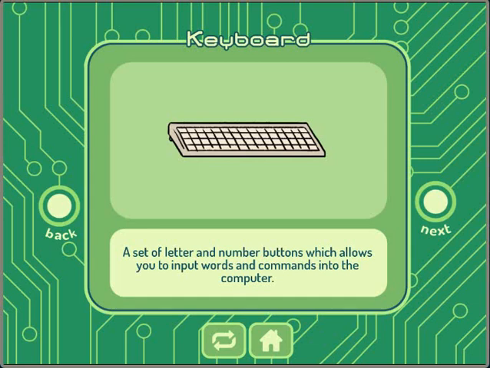On the first day of school, I told you about the basic computer parts, and one of the most important basic computer parts is the keyboard. The keyboard is where you input or type. That is where you write, because the keyboard is a set of letters and numbers that allow you to put the words and commands into the computer to write or do what you need to do.